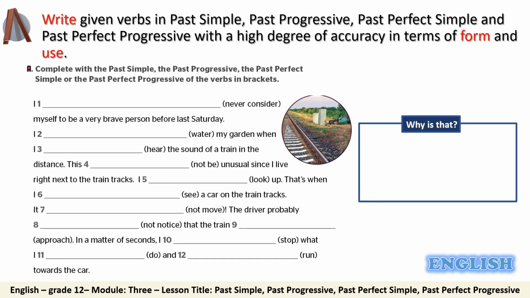Now we will do activity A in your student's book, page 33. For presentational reasons, the activity was divided into 2 slides. But for you, you will do the whole activity. Please pause this video here and write the verbs in brackets in the past simple, the past progressive, the past perfect, or the past perfect progressive.